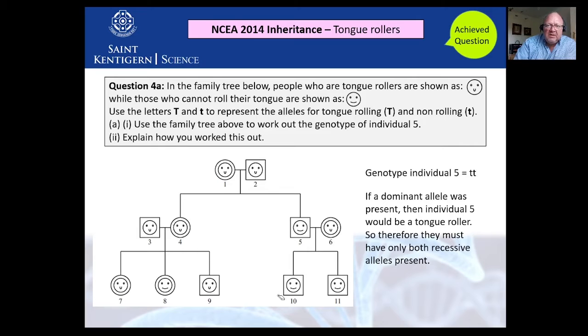Now, here we have tongue rollers. In the family tree below, people who are tongue rollers are shown as a weird little U face, while those who cannot roll their tongue are shown as smiley faces. Use T and little t to represent the alleles for tongue rolling and non-tongue rolling.